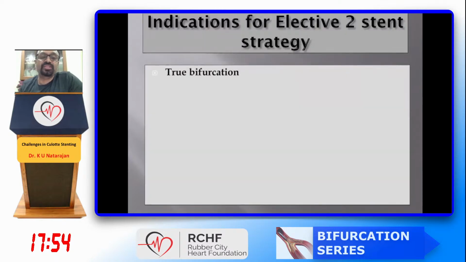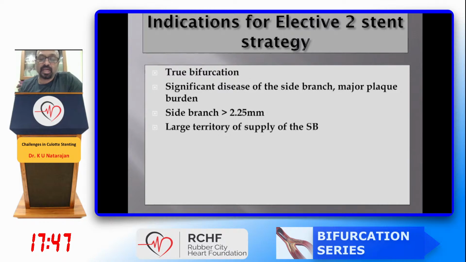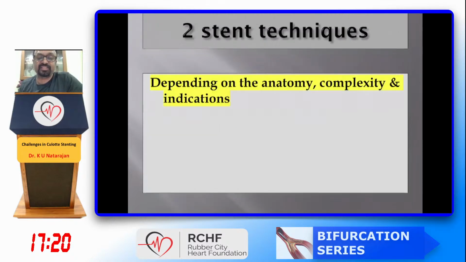Indications for an elective two-stent strategy are: true bifurcation, significant disease of the side branch, major plaque burden, side branch of adequate size, large territory of supply, side branch disease extending beyond 5 millimeters from the ostium, and challenging access to the side branch. Re-access may be virtually impossible with severe, very bad angulations, calcification, and acute bends. So these are the situations wherein one may have to choose an upfront elective two-stent strategy and not the provisional stent strategy. And not to forget left main bifurcation and circumflex disease.